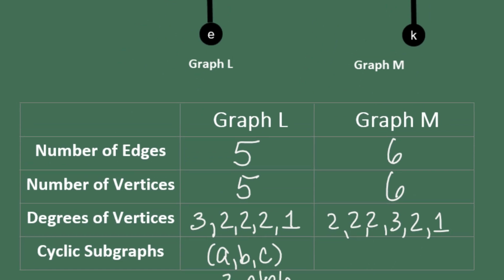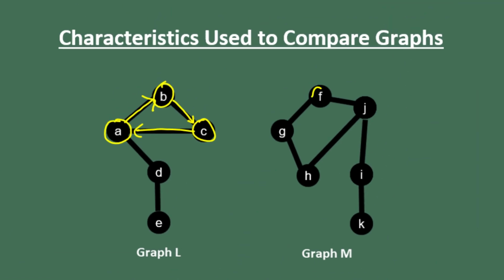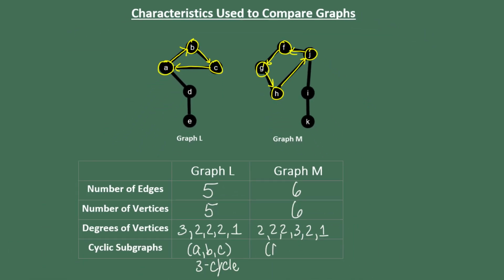Let's compare that to graph M. In graph M, we can see a cycle that goes from F to G to H to J and back to F again. F, G, H, J is a 4-cycle or quadrilateral. So while graph L has a triangle or 3-cycle, graph M has a 4-cycle or quadrilateral, which is a significant difference in the underlying structure of the two graphs.